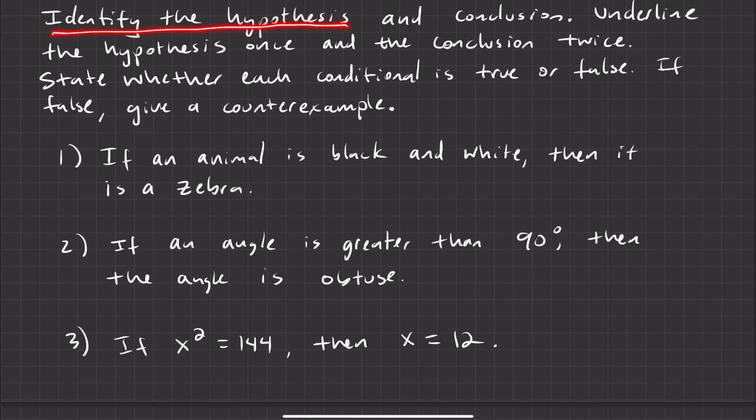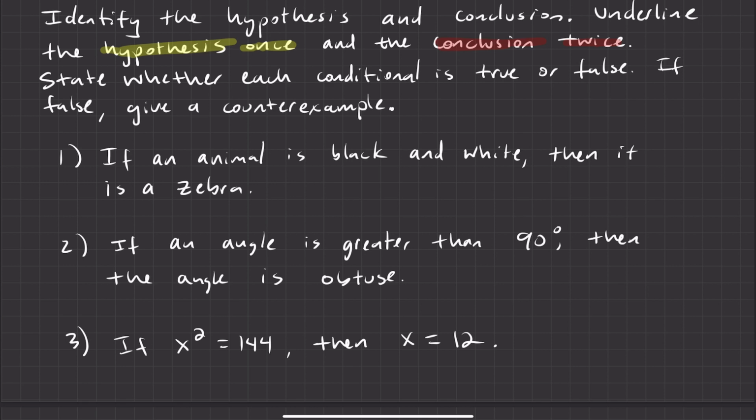Identify the hypothesis and conclusion. Underline the hypothesis once and the conclusion twice, and state whether each conditional is true or false. If false, give a counterexample. So I have number 1 here. It says, if an animal is black and white, then it is a zebra.